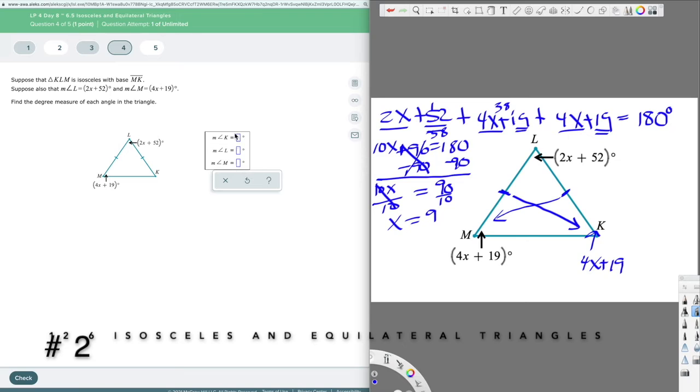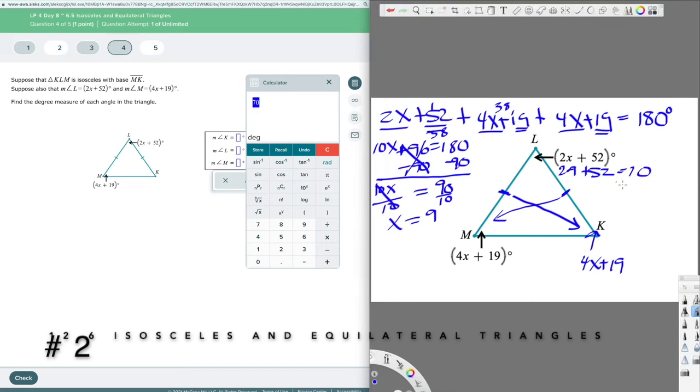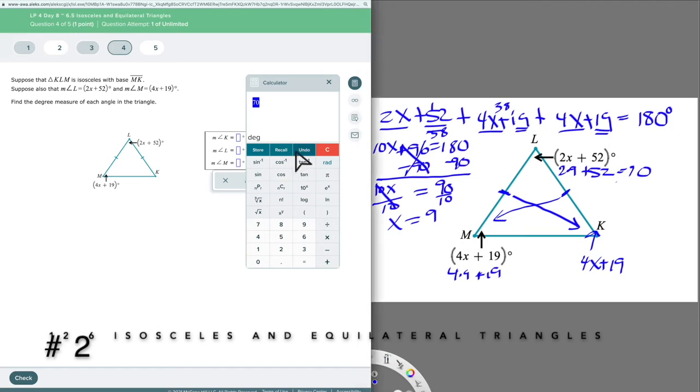But I need to know what x is to come back over here and say, okay, well, angle L is going to be 2 times 9 plus 52. They did give us a calculator on this one, so I'm going to go ahead and go 9 times 2, saying it backwards, plus 52, so I'm not doing all that in my head. And then down here, I'd have 4 times 9 plus 19.